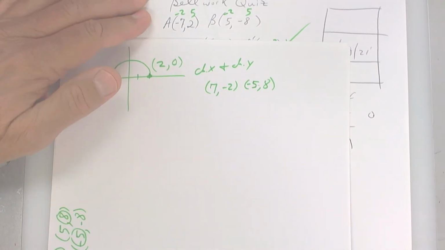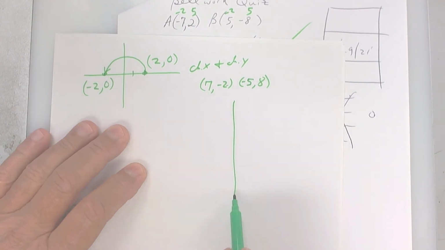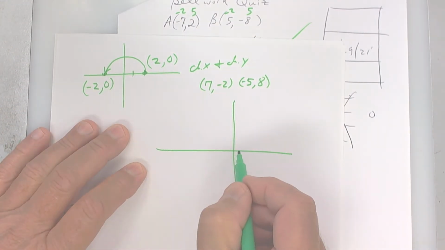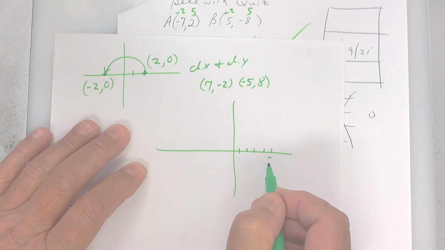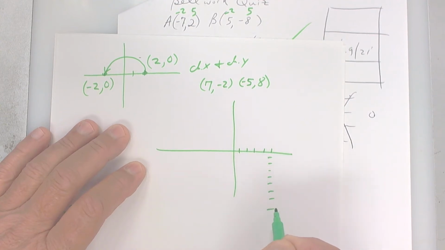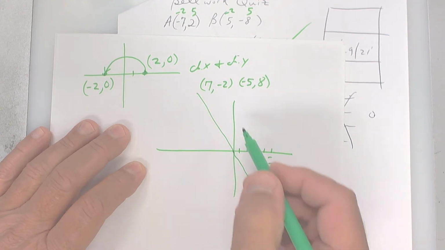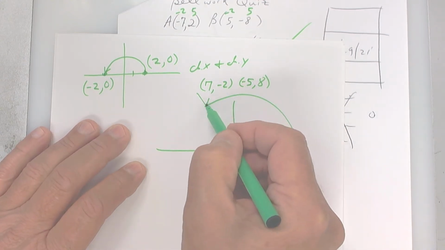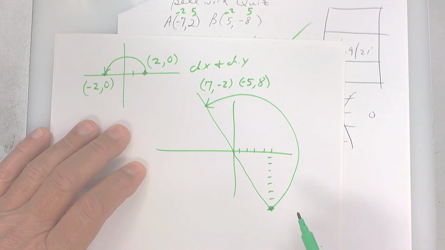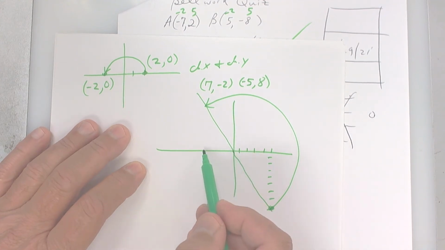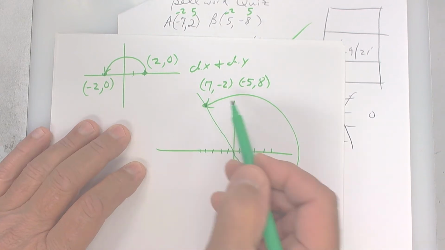Let me make sure this is right. Over 5, 1, 2, 3, 4, 5, 1, 2, 3, 4, 5, 6, 7, 8. Okay, that point's there. So 180 from the origin would be somewhere over here. So my answer is -5 and then up 8. All right, I'm going to say that's right.